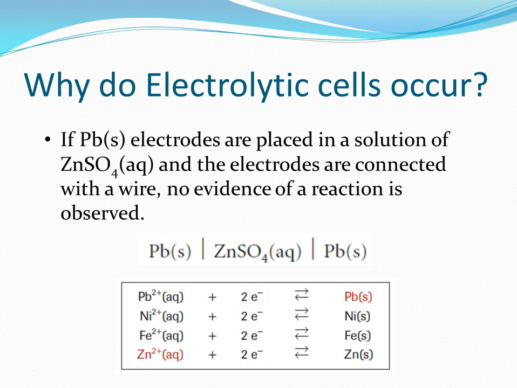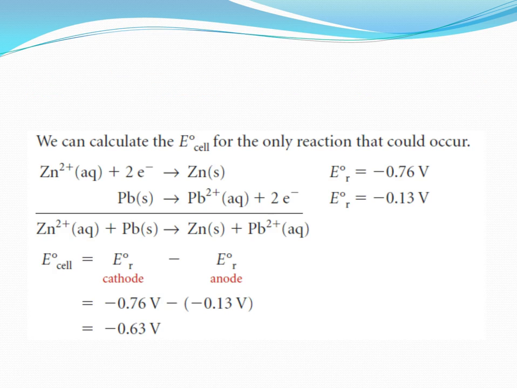Here is an example of an electrolytic cell. It has two lead electrodes dipped into a solution of zinc sulfate. According to the chart here, you can see that the strongest oxidizing agent is below the strongest reducing agent. This means that without the addition of electrical energy, the reaction would be non-spontaneous. If you were to calculate the standard cell potential for this example, you should get a negative number. This is further proof that the reaction is non-spontaneous.